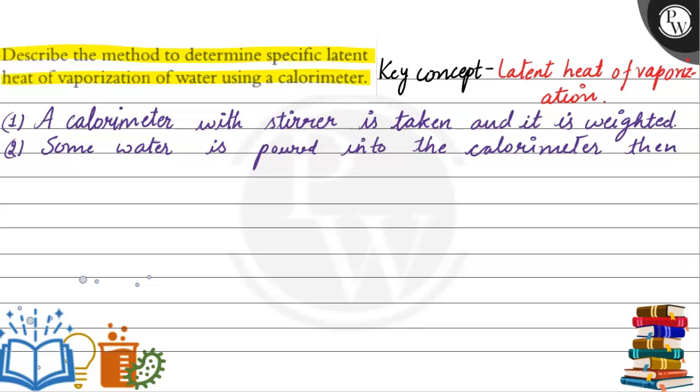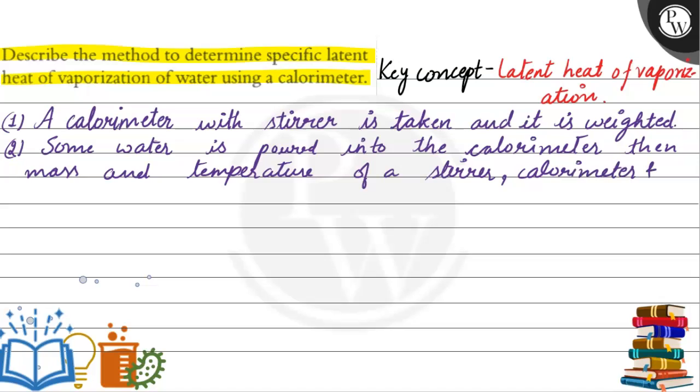Then the mass and temperature of the stirrer, calorimeter and water is taken. तो कैलोरीमीटर स्टीरर के साथ हम लेते हैं, उसको वे करते हैं इनिशियल, एंड देन फिर हम कुछ पानी डालते हैं कैलोरीमीटर में, एंड फिर उसका मास और टेम्परेचर वे करते हैं, मेजर करते हैं.